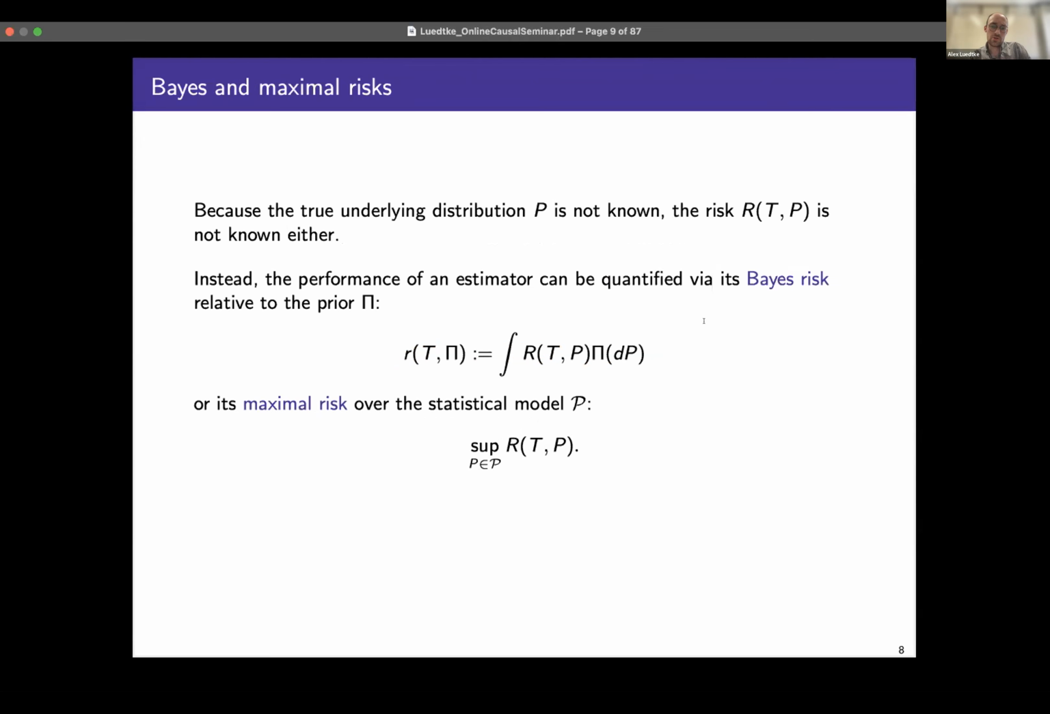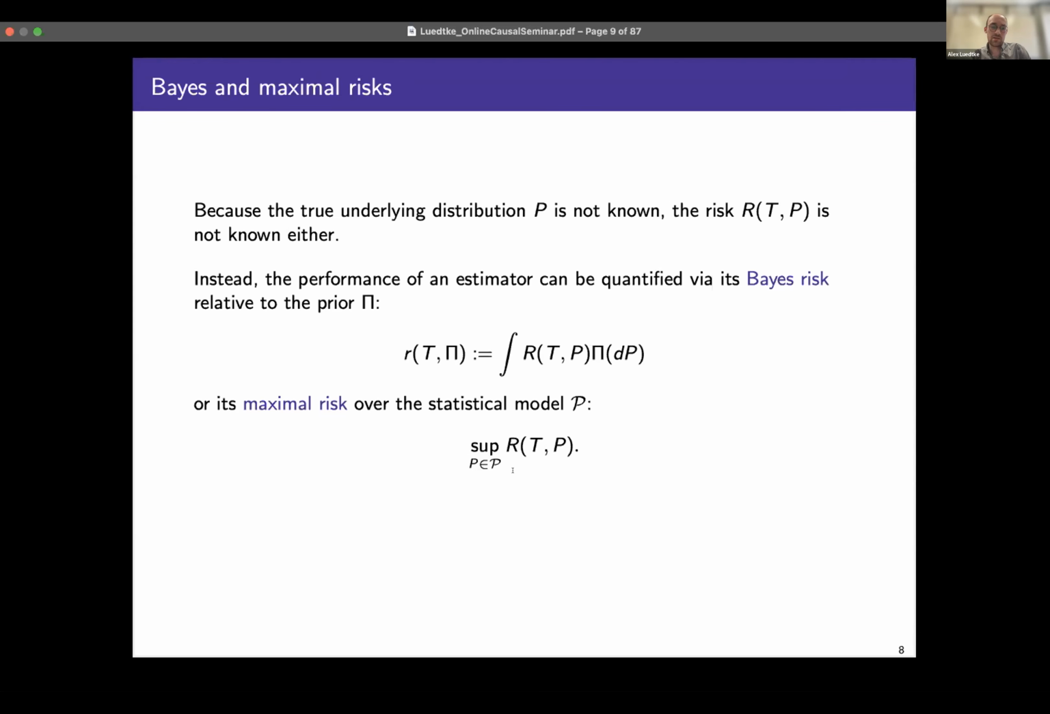And those two are the Bayes risk relative to some prior. This is just the risk of the estimator at distributions p, but where I take the expected value over this distribution against some prior pi. Or alternatively, we could think about the maximal risk, which is a worst case risk, looking at the supremum over all distributions in our model of that risk.